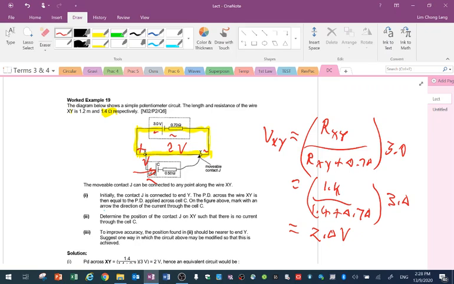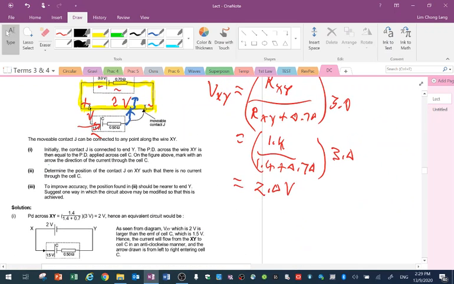Part 2, determine the position of the jockey J contact on XY such that there is no current through the cell. Now, for there to be no current through the cell, there must be a balance point. So probably the balance point is here. Okay, the jockey is somewhere between X and Y. So it means that XJ has a PD of 1.5 volt. So at balance point, Vxj is 1.5. Vxj should be 1.5 volt.